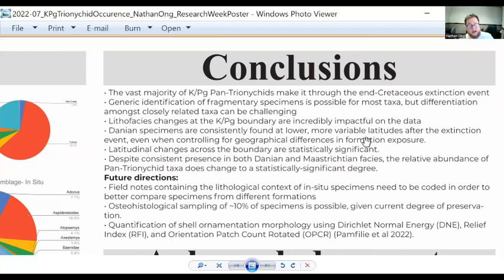And then finally, once I can get a hold of these specimens, I would love to do some quantification of shell ornamentation morphology using Dirichlet normal energy, or DNE, relief index, and orientation patch count rotation, or OPCR. So Pampush et al. 2022 just did an excellent study where they're basically making 3D scans of the ornamentation and then quantifying them using these 3 methods, and then asking, are there statistically significant differences between modern specimens?